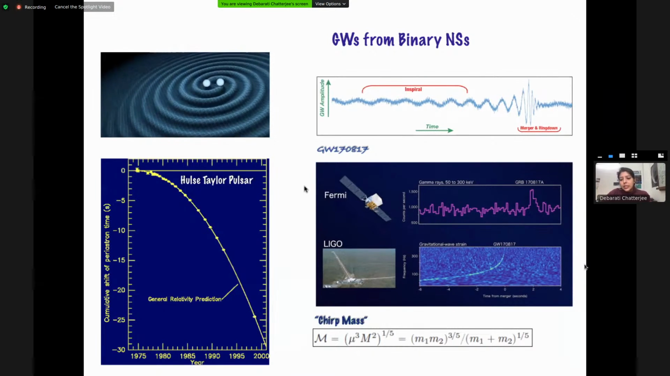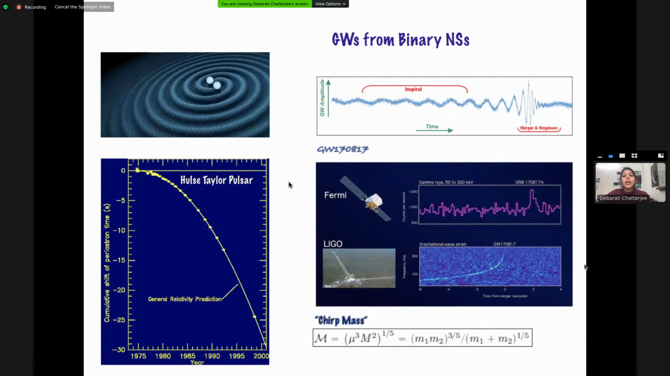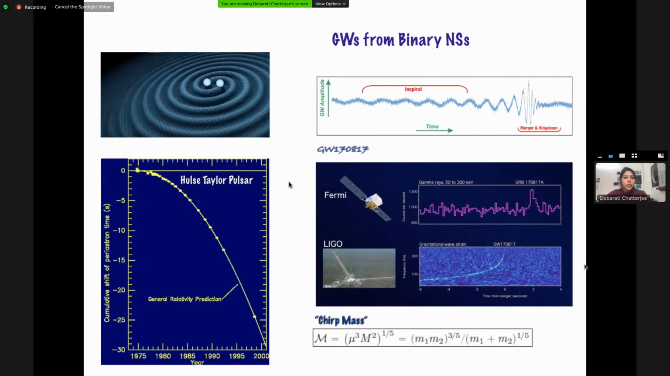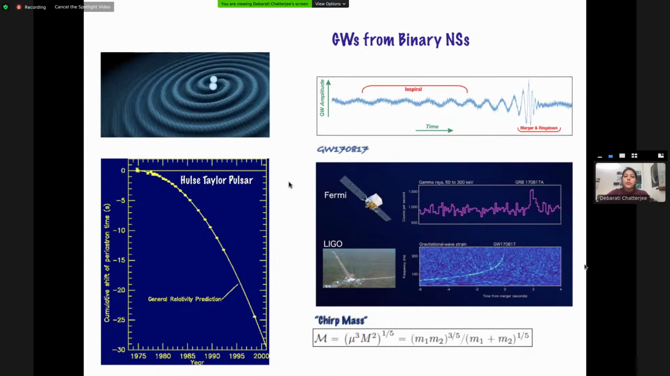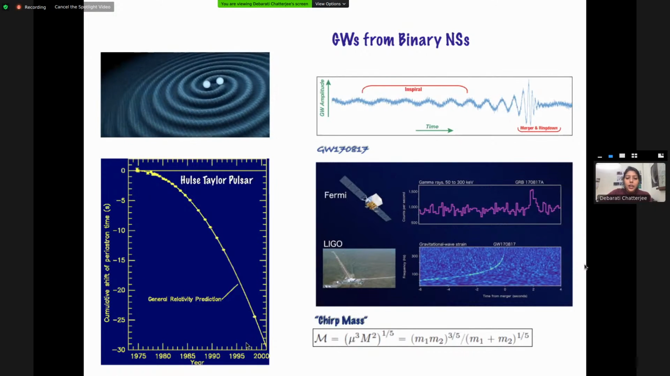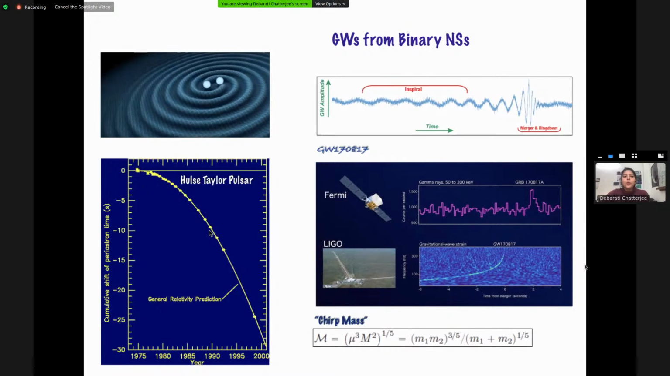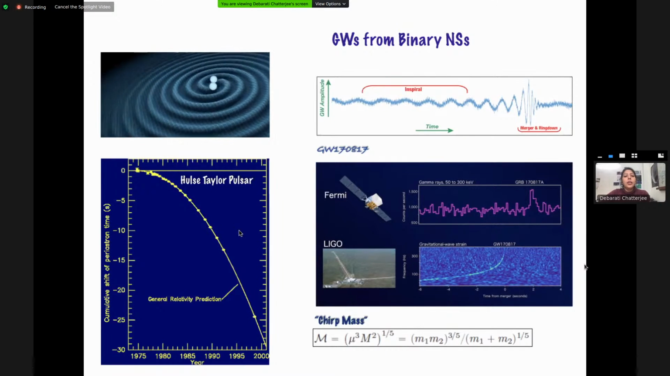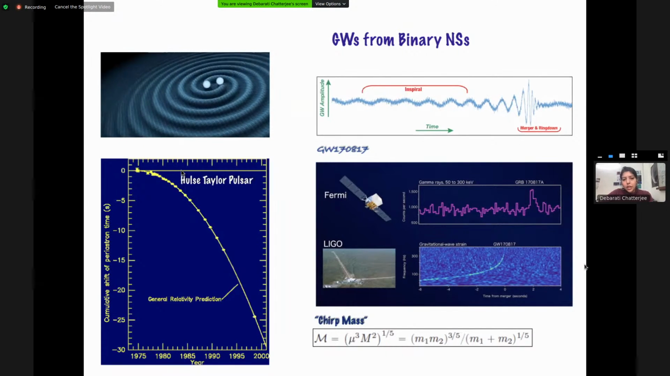The reason is that gravitational waves were predicted by Einstein when he proposed the general relativity theory. Already back in 1975, there was an indirect observation of gravitational waves from a pulsar binary, which was done by Hulse and Taylor. That's why the pulsar is called the Hulse-Taylor pulsar.